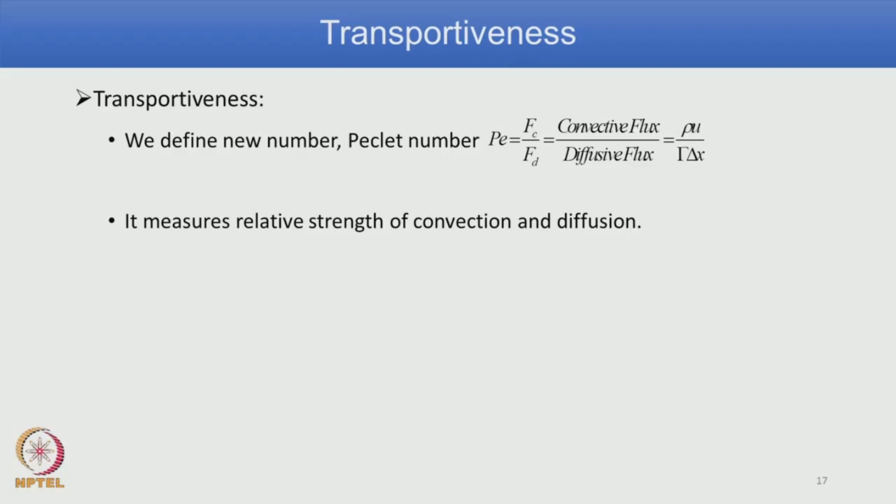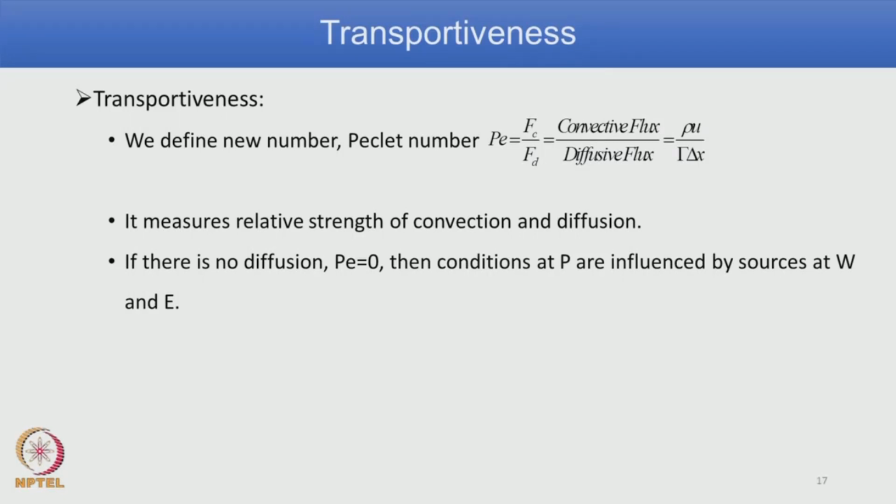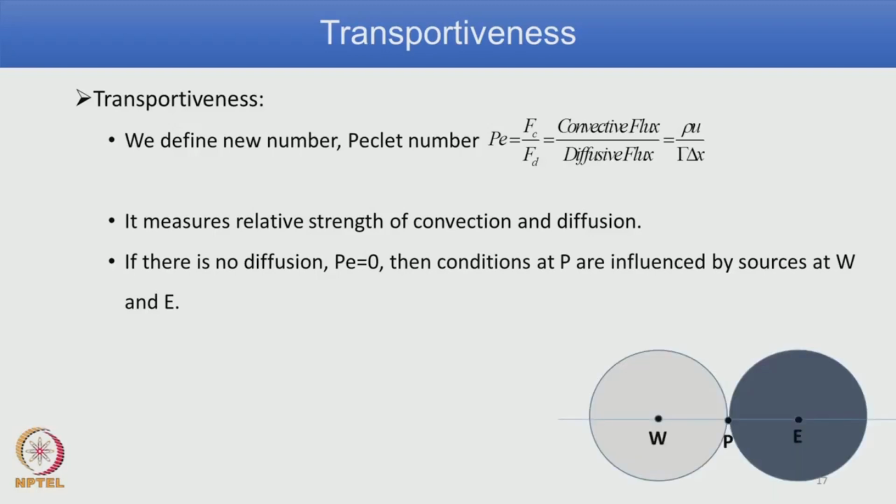So, in any governing equation, for example the momentum equation, you have a convective term on the left hand side and a diffusion term on the right hand side. Later we will also see that in turbulent flow you have a term equivalent to the convection term and a term equivalent to the diffusion term. So, the Peclet number gives an idea of the role, or the weightage, of convection with respect to diffusion. If there is no diffusion, then the Peclet number goes to infinity, and the condition at P, which is a point of interest, is influenced by sources at W and E.